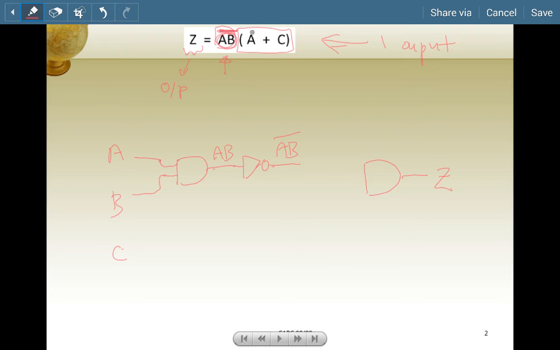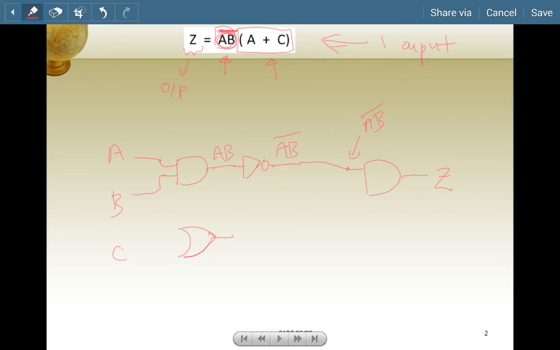Now, I've completed one part of the AND gate. This part of it is the same as what you've just derived, which is AB bar. Now let's work on this part. This is A OR C. The plus sign means it's an OR, which reminds you to use an OR gate. So let's use the OR gate. Not a very nice OR gate, but I hope you understand that it is an OR gate.